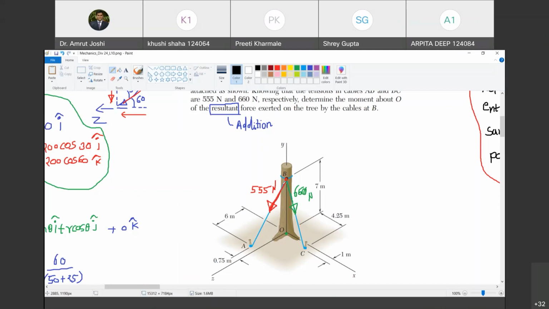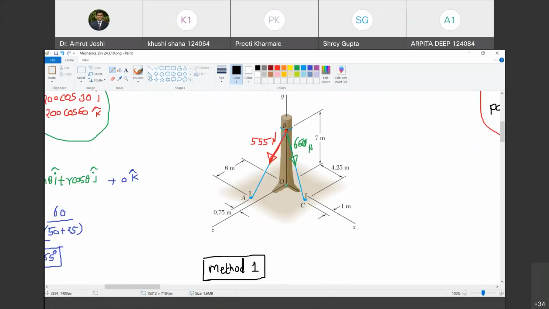If these forces were pushing, I would have to show the direction of arrows towards point B. But as they are pulling in nature, because the cables can only carry tension, I have shown these two forces going away from B. So my first job here is to represent this 555 Newton force vectorially. Are you with me? Yes, sir.